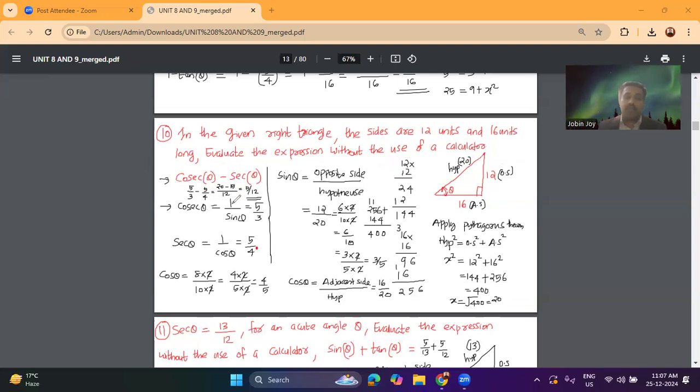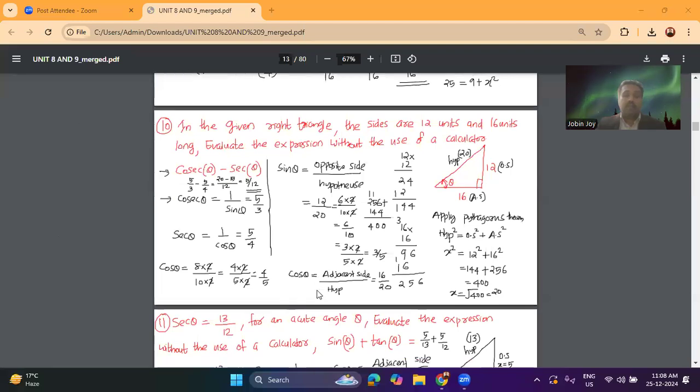I will take 12 as the LCM. 4 into 3, 12. 12 by 3 is 4, 4 into 5, 20. 12 by 4 is 3, 5 into 3, 15. So 20 minus 15 by 12. So the answer is 5 divided by 12.